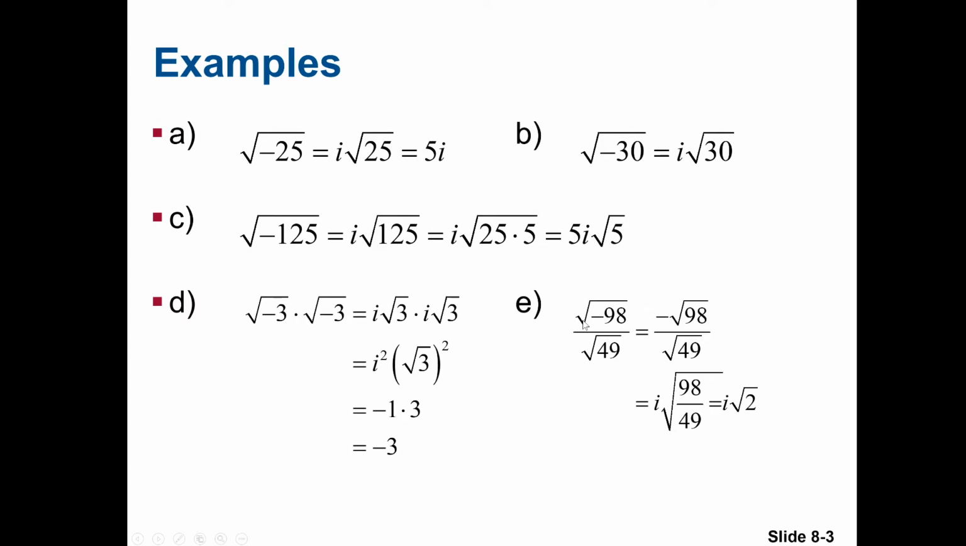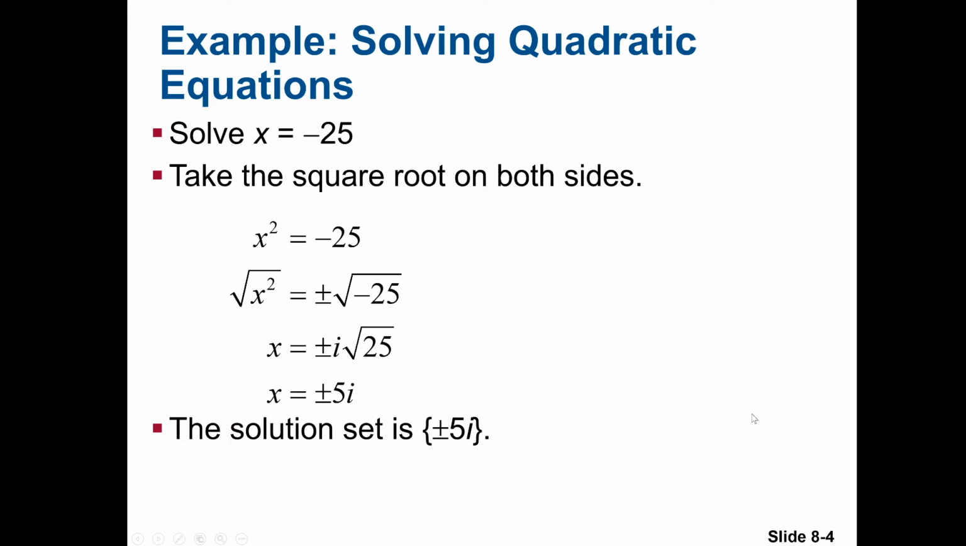And then quotients. Anytime that you deal with a quotient of complex numbers, we write it with the imaginary number part, so separate the i first. And then anything that can be reduced, try to reduce it. So 98 over 49, that'd be 2. It's under a radical, so it's i root 2. So now let's take a look at something else, solving.